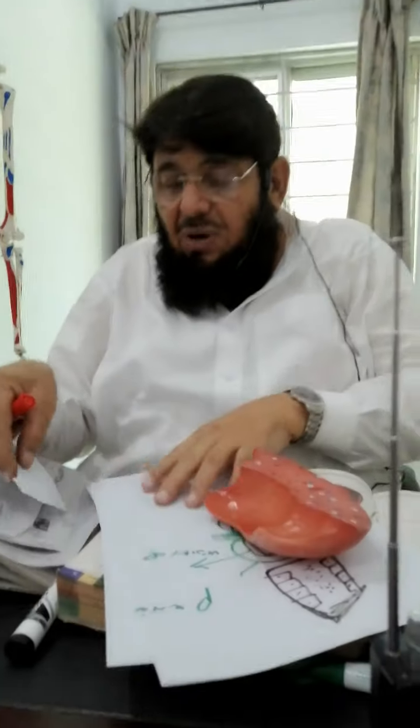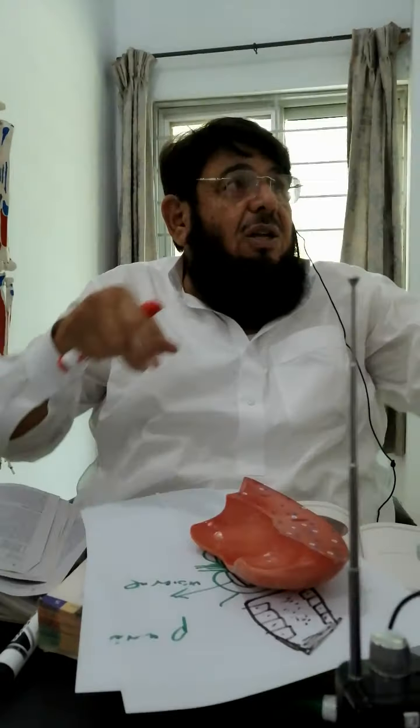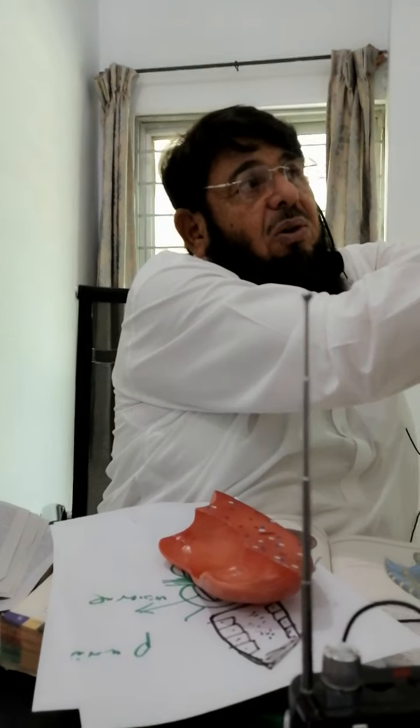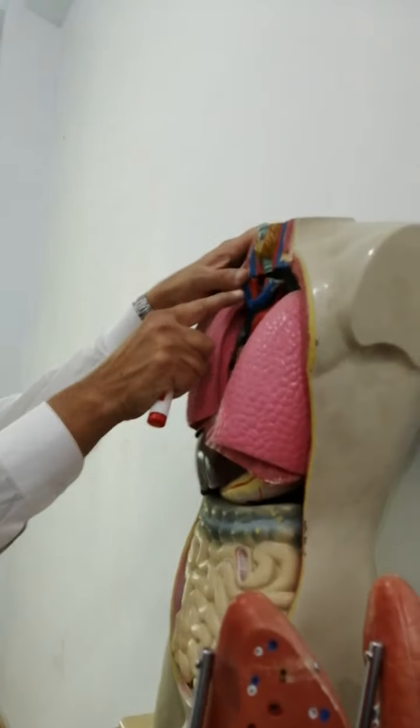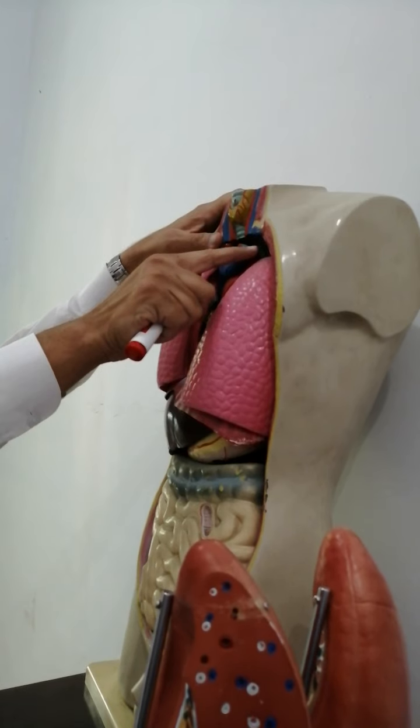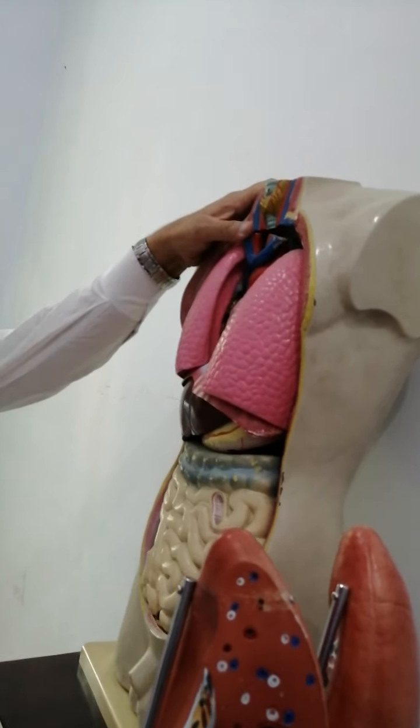Okay, and this part of the cervical pleura, you can see it over here, is crossed by these subclavian vessels.